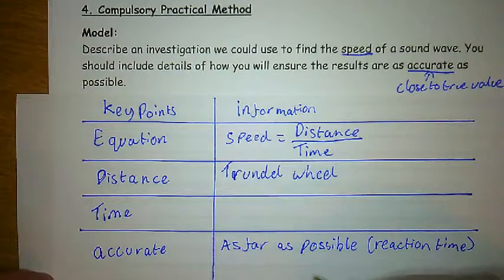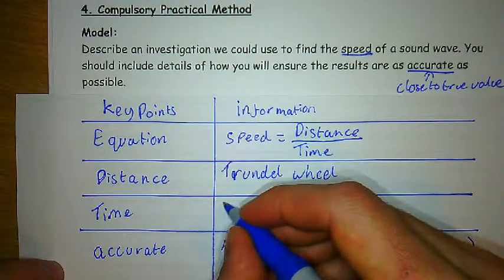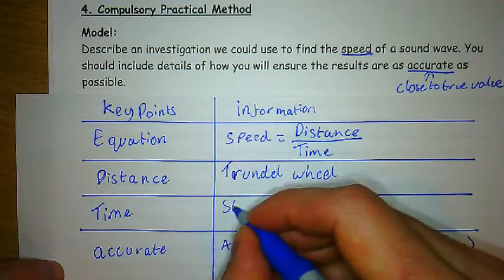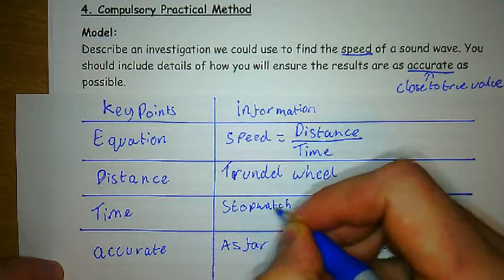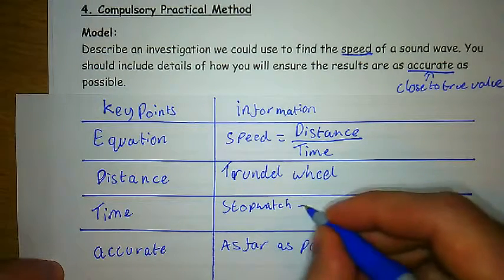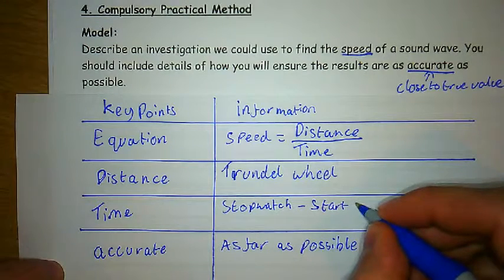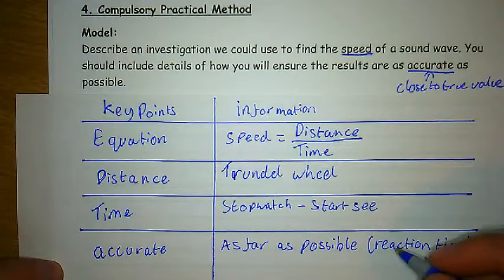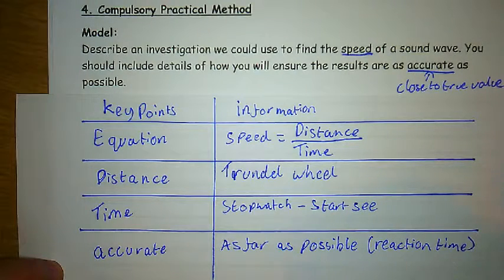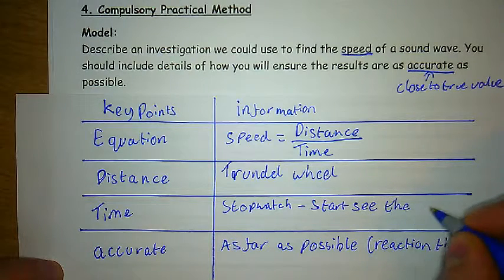Right, so on to the time. How we're going to measure it, we're going to start a stopwatch, so with a stopwatch obviously. Okay, so again we are mentioning what equipment we're going to use. So we're going to start it when we see something. I don't know, might be an explosion, might be clapping hands.